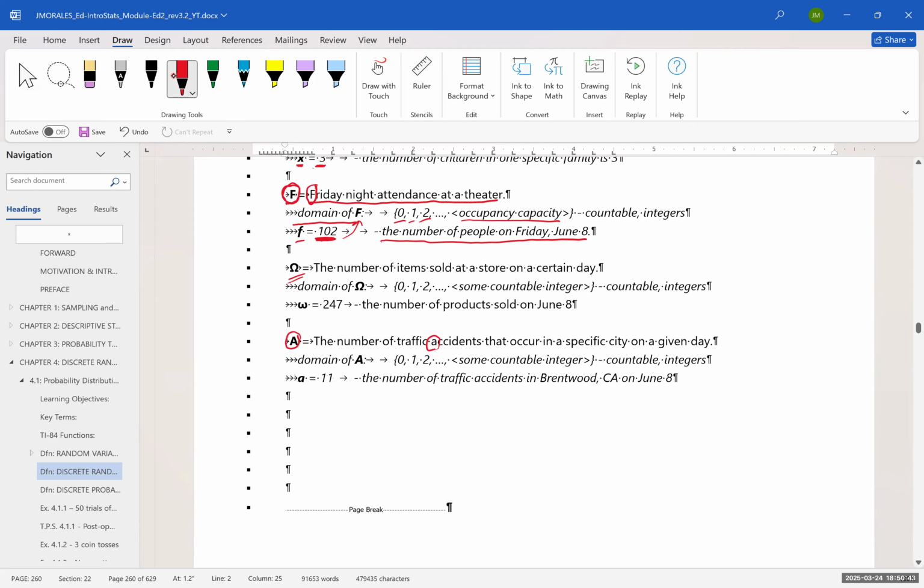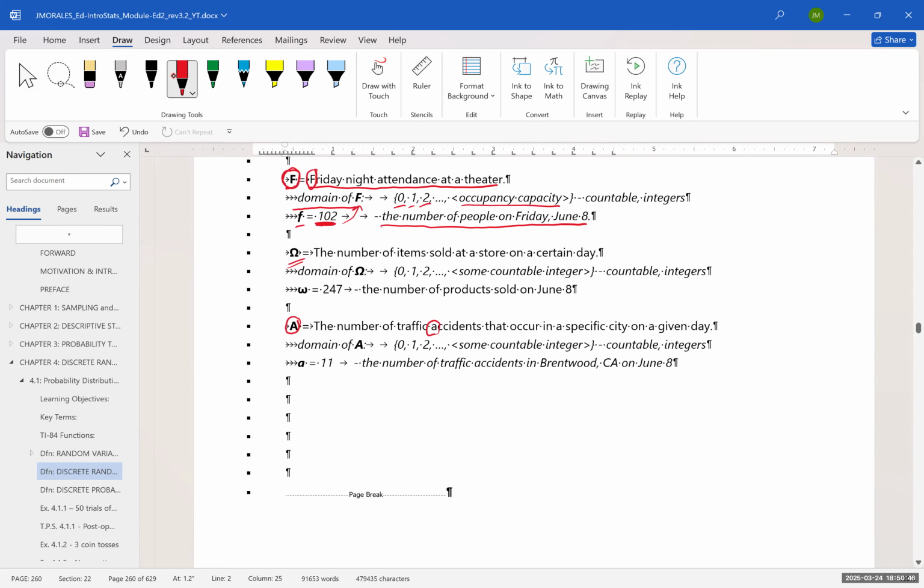So let's go ahead and stop there with that definition. Let me know if you have any questions.